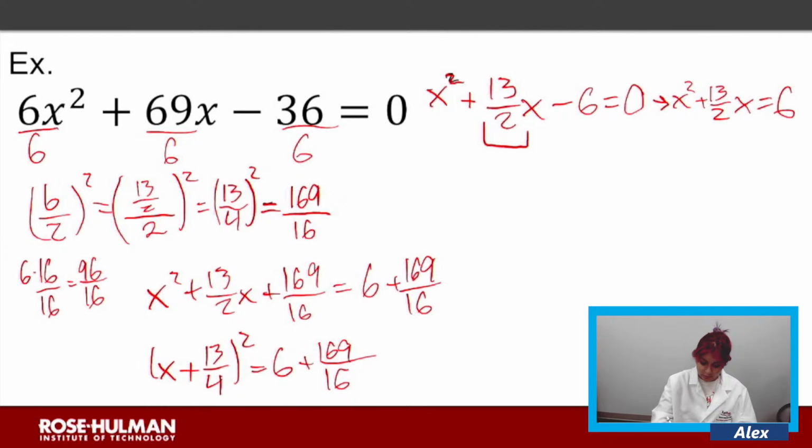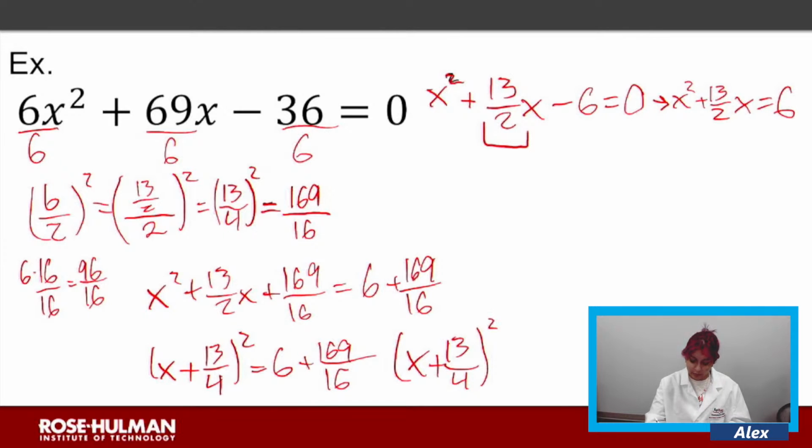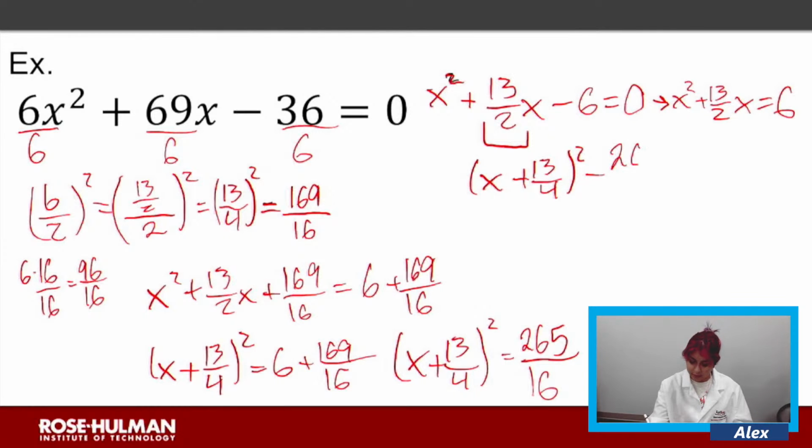265. So our new equation, the answer to us completing this square, is x plus 13 over 4 quantity squared equals 265 over 16, or x plus 13 over 4 quantity squared minus 265 over 16 equals 0.